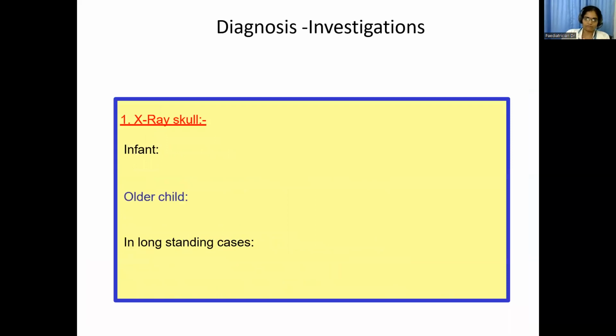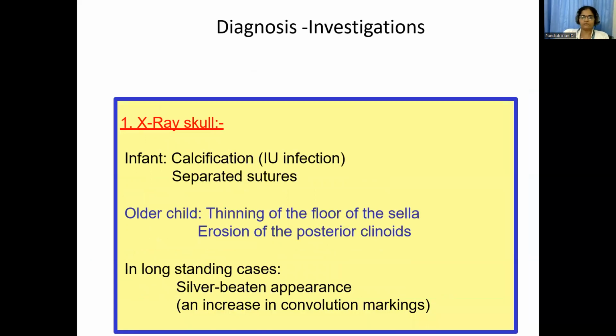X-ray of the skull, in the infant, in the older child, and in long-standing cases. So let us see what happens. In infants there is calcification, such as from intrauterine infection, and there can be separated sutures. Thinning of the floor of the sella, erosion of the posterior clinoids. In long-standing cases, there can be a beaten silver appearance, an increase in the convolutional markings. Beaten silver appearance is nothing but this increase in the convolutional markings.